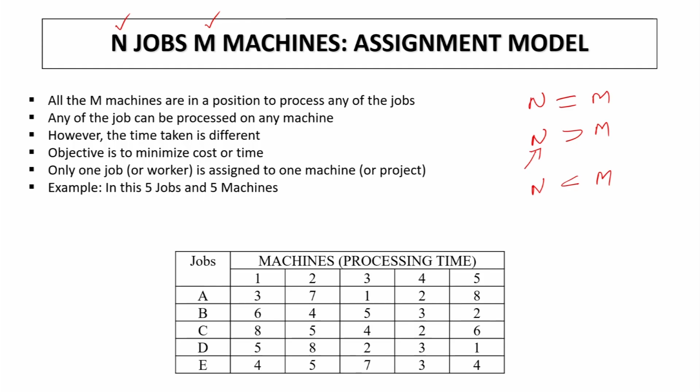Another important requirement is that only one job is assigned to one machine. It is not that I can assign half of A and half of B to, let us say, machine 1. That is not possible. So, we have to assign only one job to a particular machine. A machine cannot receive more than one job, and a job cannot be assigned to more than one machine. So, in this case we are taking 5 jobs and 5 machines.